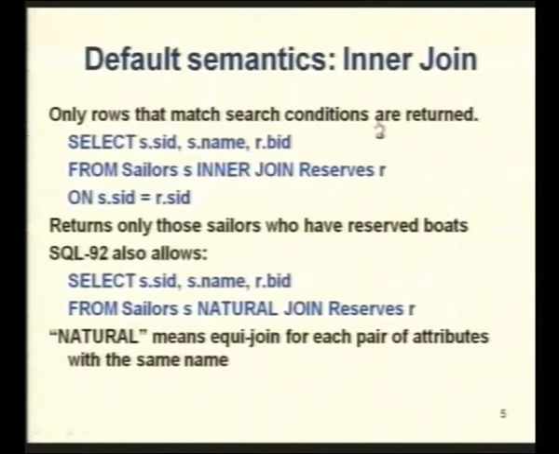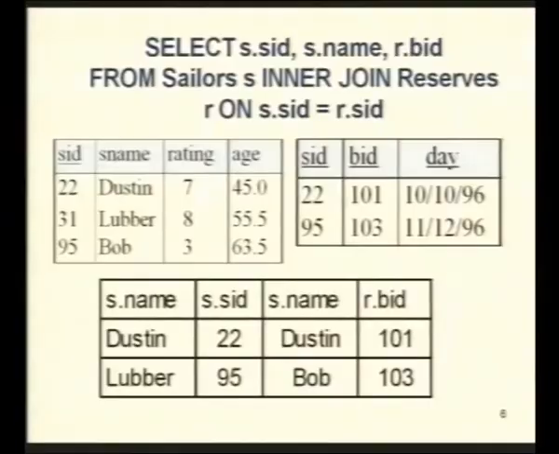Now let us take an example and understand this better. So this again we are looking at SQL. We have understood the concept already when we were speaking about relational algebra, where we have discussed all these operations. So select s dot SID, s dot name, r dot bid, that is board ID, from sellers S inner join reserves R. So sellers S is one relation, reserves R is another relation, and we are looking at on s dot SID equal to r dot SID.